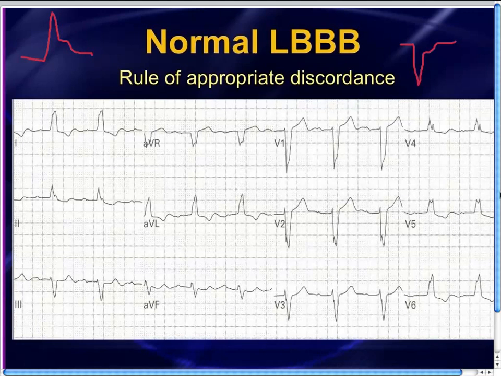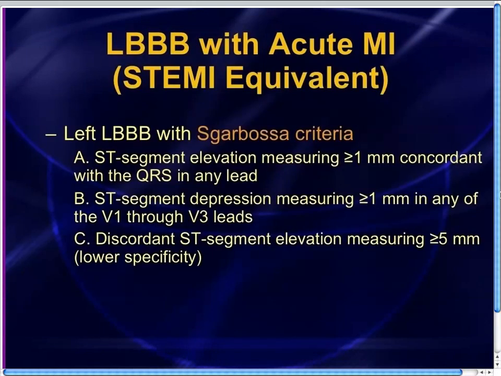Well, these findings were all first described back in 1996 by a cardiologist by the name of Elena Sgarbossa, and we now refer to this as the Sgarbossa criteria. What she described was a very nice predictive model for predicting when a person with a left bundle is having an acute MI, essentially a STEMI equivalent.